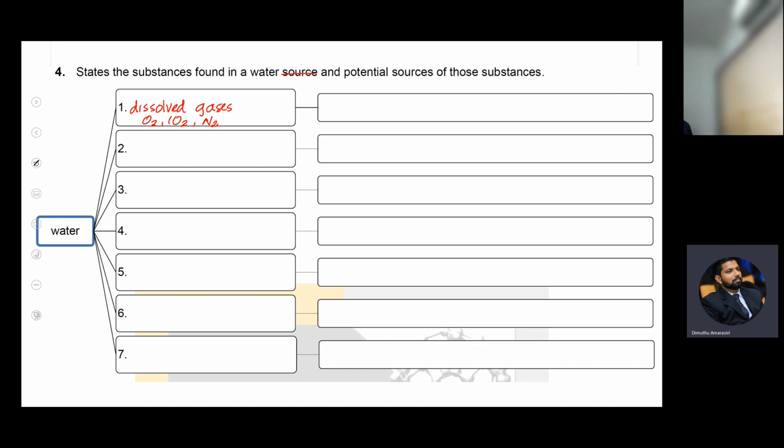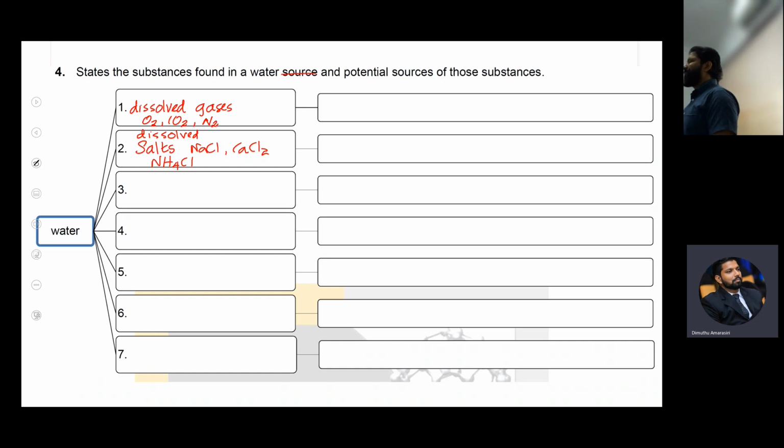Sodium chloride and CO2. Okay. So why not we say dissolved salts, like sodium chloride, even a little bit of calcium chloride and stuff. Sodium chloride and ammonium salts. How do you get dissolved salts into water? Any idea?